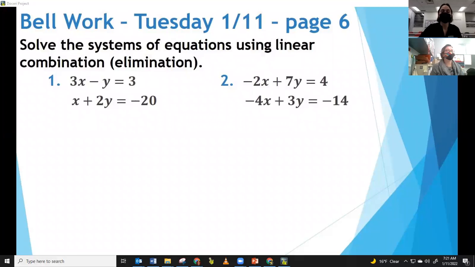Okay. So on problem number 1, well, on both of these problems, we're supposed to use the linear combination method or the elimination method to solve these. That means either my x's or my y's need to cancel out when I add these two equations together. Right now, if I add these two equations together, will 3x and x cancel each other out? Give me a yes or a no in the chat, or you can just do y or n.